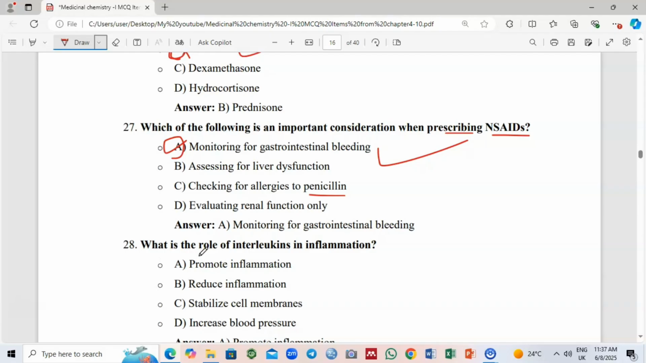What is the role of interleukin in inflammation? So this interleukin is highly associated with promotion of inflammation in our body. Therefore, among the given alternatives, the role of interleukin is the promotion of inflammation. The options were promotion of inflammation, reduction of inflammation, stabilize cell membrane, increase blood pressure. So the answer is A.